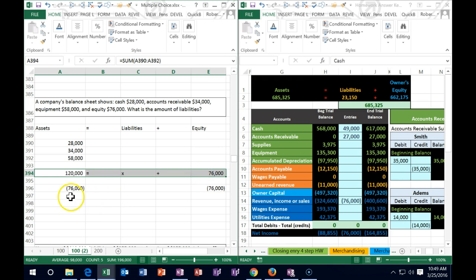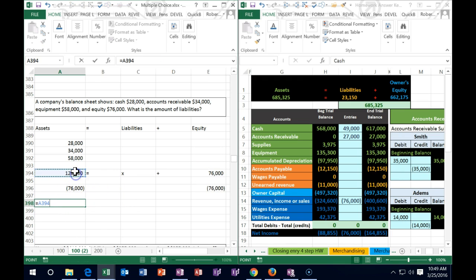So here's the equation we're working on. We're going to say this equals the 120 plus the negative 76, bringing us down. It's a subtraction problem. I'm using plus because it's a negative number in Excel here. So 120 minus 76 is 44, equals X plus the 76,000 plus negative 76,000, which is 0. So we have X plus 0, which is just X, equals 44,000. We can rewrite that as X equals 44,000, because we want to read it from left to right. And X was liabilities, so liabilities equal 44,000, and that is that.